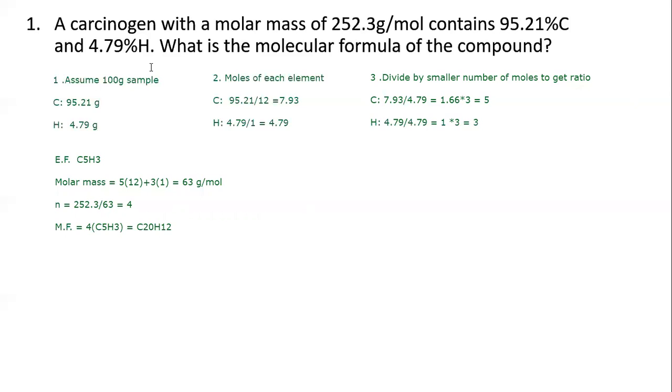So again, the same process. Since it gives us percents, we assume 100-gram sample. We find the mass, then find the moles of each element, divide by the smallest number to get the ratio. Since the ratios weren't whole numbers, we had to multiply by something to get rid of the decimals. Once we found the empirical formula, we determined its molar mass. We found the value for N. Then we multiply the empirical formula by N to get the molecular formula.